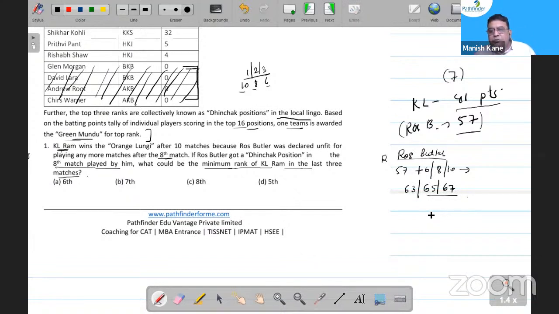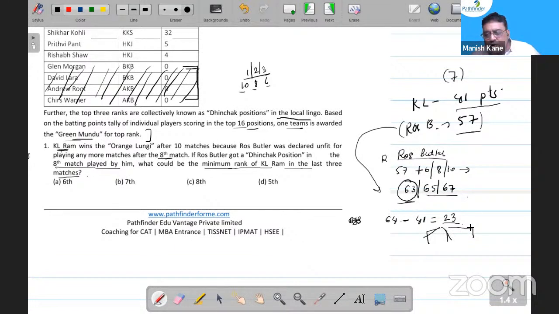Now we are looking at the lowest possible rank. So we have to choose the lowest possible score for Ross Butler. So suppose Ross Butler obtained 63 points, correct? So KL Ram has to score at least 64 points. In order to win, KL Ram has to score at least 64 points. So 64 minus 41. In the last 3 matches, the number of points that KL Ram has to score is 23.